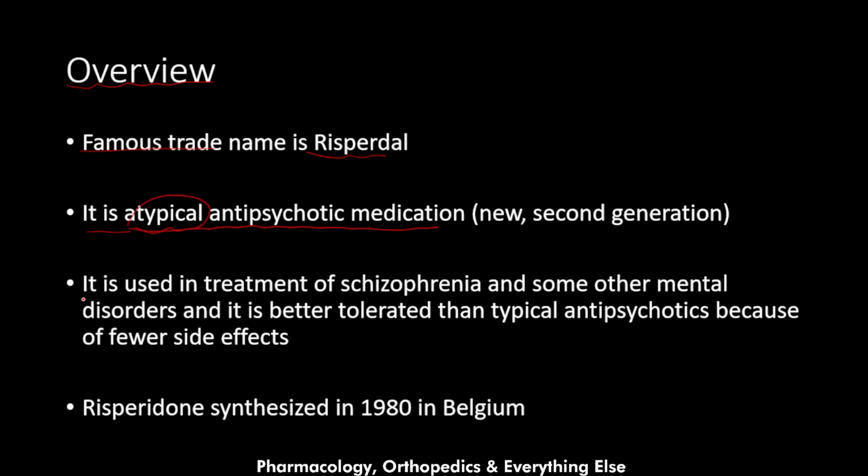And it is used in treatment of schizophrenia and some other mental disorders, and it is better tolerated than typical antipsychotics because of fewer side effects that come with this medication in comparison with the typical antipsychotics. And Risperidone was synthesized in 1980 in Belgium.